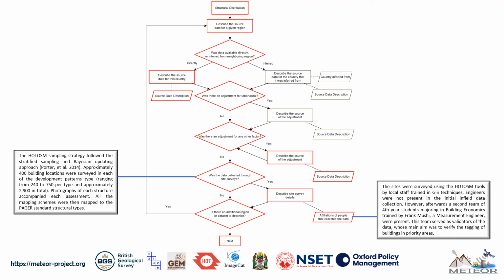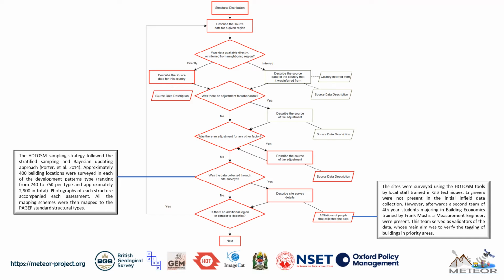The second method includes an in-field building data survey collected by the Humanitarian OpenStreetMap Team, or HOT-OSM, which was used to establish the mapping scheme for each development pattern. The process was conducted in the urban areas of Dar es Salaam as well as in the neighboring Pwani region.